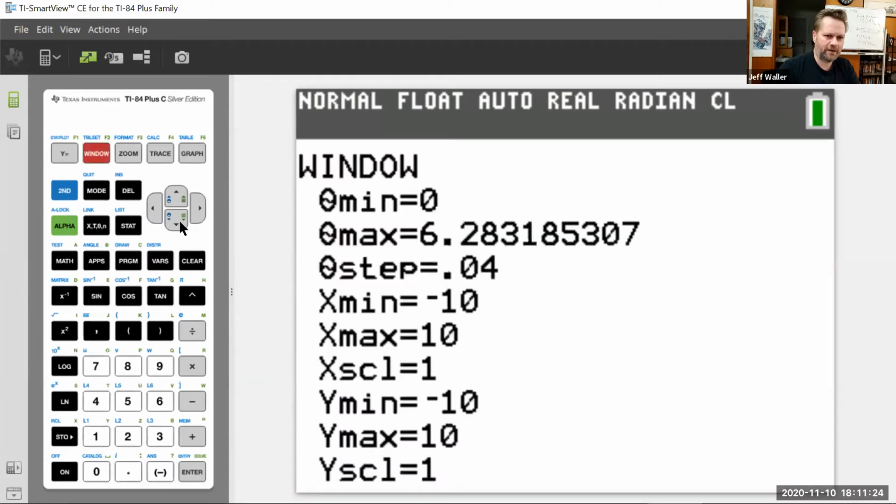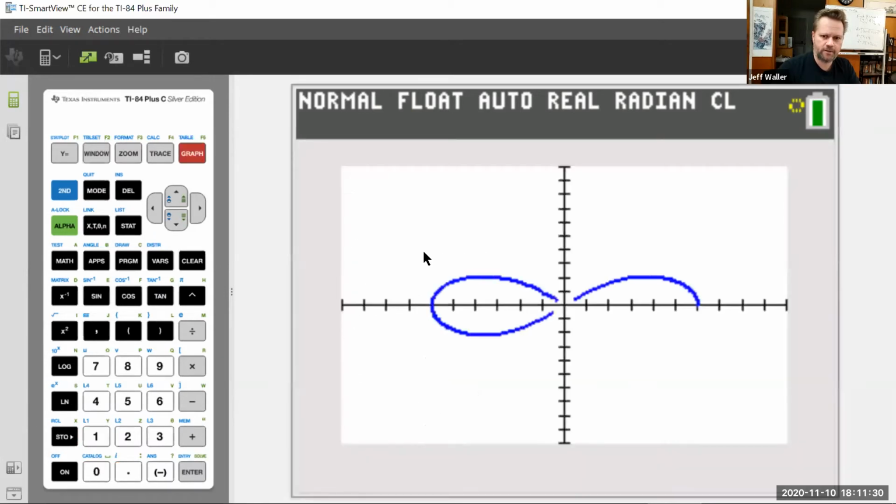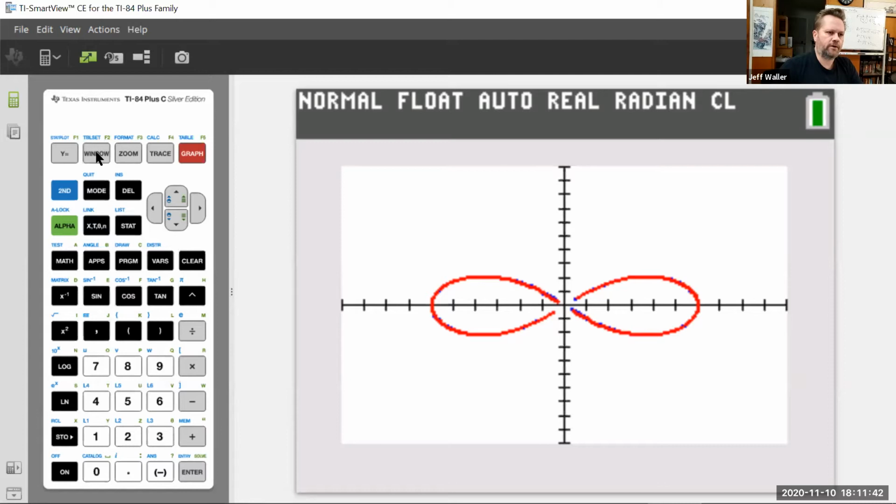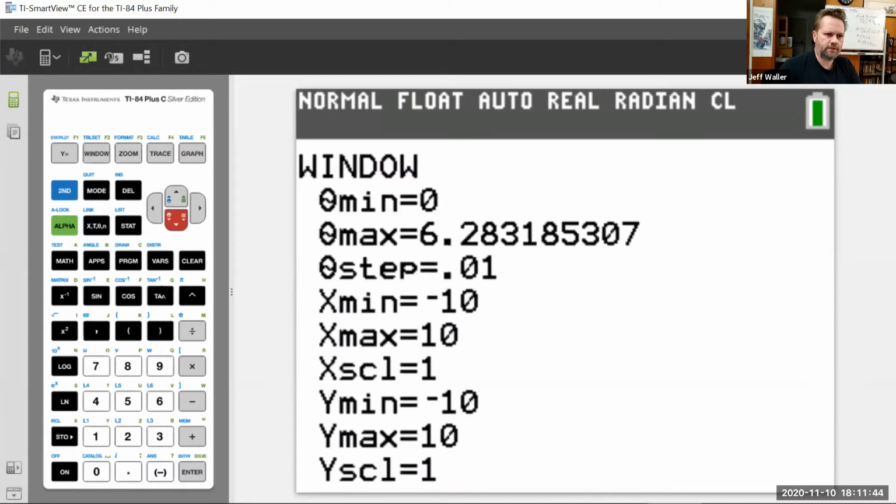Let me try to really crank this thing up. Make this 0.01. See if I can. This probably is a zoom issue too. All right, that's about as good as I'm going to get it. All right. And I want you to notice something else. Oh, and here's the problem. I've got my window set to 2 pi. Let me change this to be the period, right?